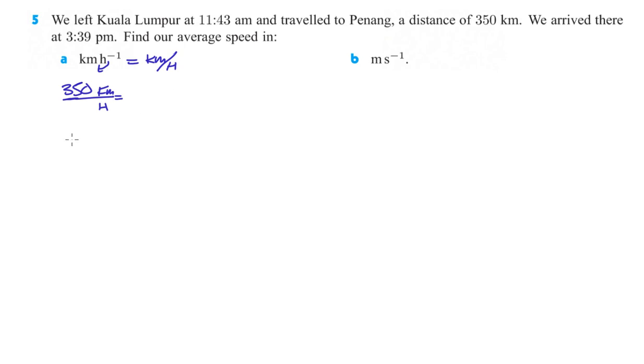They started at 11:43 and then they ended at 3:39. So we want to find how much time has elapsed between those two times. One thing I like to do is, if it ever crosses over 12 o'clock noon or 12 midnight, I try to figure out how long it was from 11:43 to noon. So it's 17 minutes from 11:43 to noon. And then from noon to 3:39, how long is that?